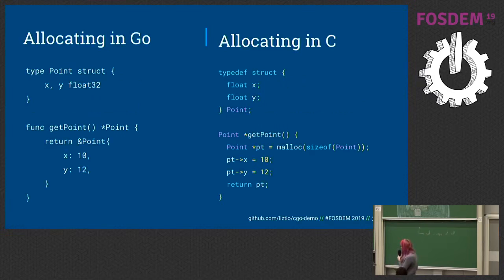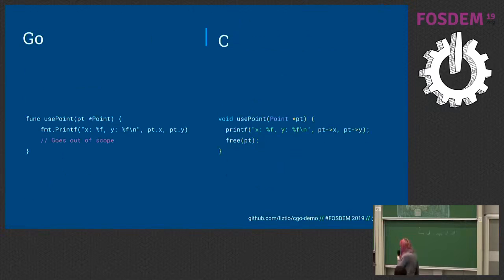So this is what allocating something in Go looks like. You all know how to do this. This is what allocating it in C looks like. Somebody once told me that malloc was the Swiss Army knife of C commands, and that's always how I remember that function. I don't think that's true. And here's how you free it. At the end, we use point, and it goes out of scope, and Go is just like, we don't need that anymore. We will get rid of it.